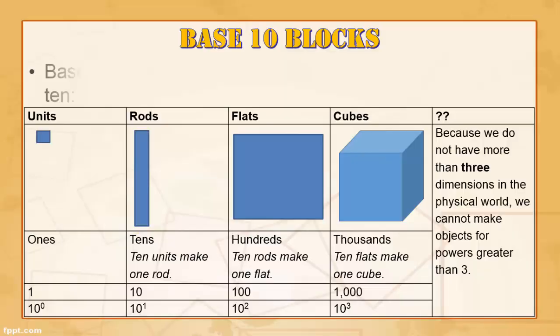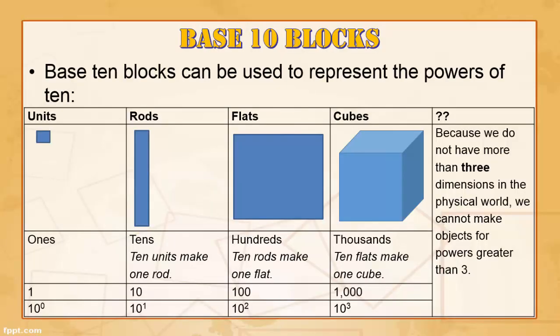Now, you may ask, what are base 10 blocks? Well, base 10 blocks can be used to represent things that are in powers of 10. For example, we start out with the units. A unit is the ones column, and that would be 1, the same thing as 10 to the 0. As was discussed before in exponents, anything to the 0 power is 1. The next we have are rods, and rods represent the tens place, and 10 units make 1 rod. So we have 10, which is the same thing as 10 to the first power.